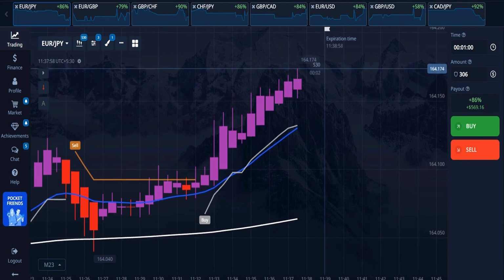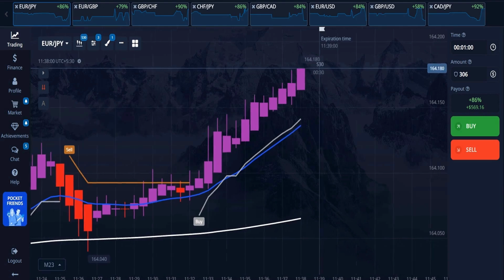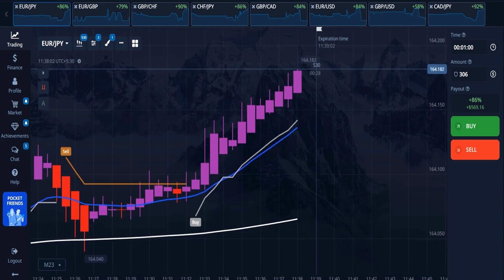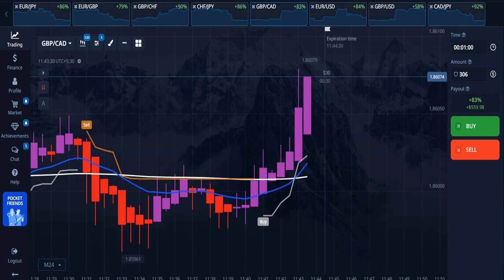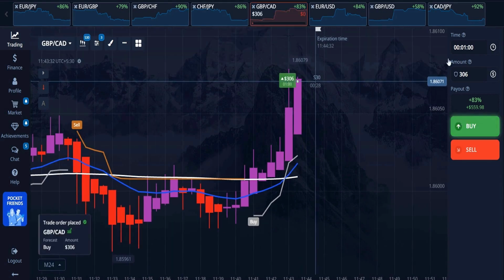Now that we've covered the rules and the setup, let's put this strategy into action and take a live trade together. Stay tuned. You don't want to miss this live trade example.